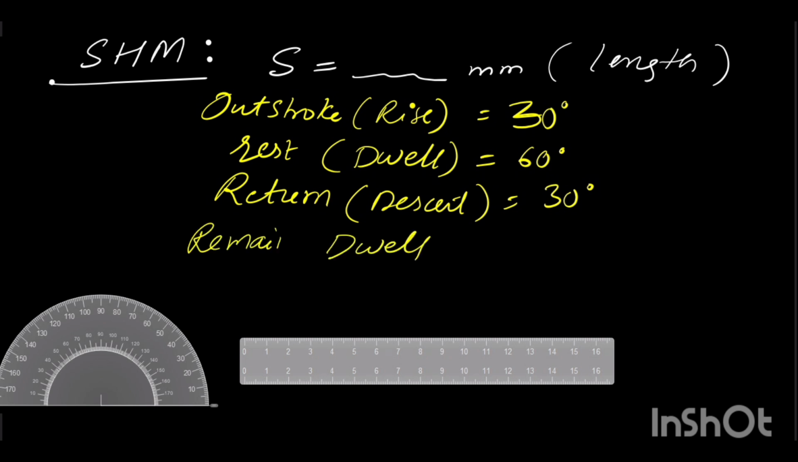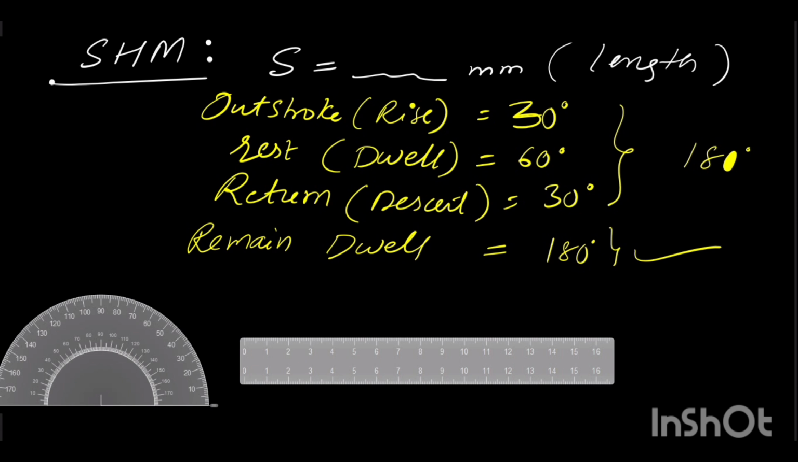Sometimes it is mentioned in the question, or you have to calculate it. For example, the total of the given three becomes 180 degrees, so the remaining out of 360 will be 180 degrees only. Like that, you calculate these three and the remaining will be dwell. Sometimes it is mentioned, or sometimes you have to check it manually. These values are required for the displacement diagram, and the remaining values are required for the cam profile, not for the displacement diagram.